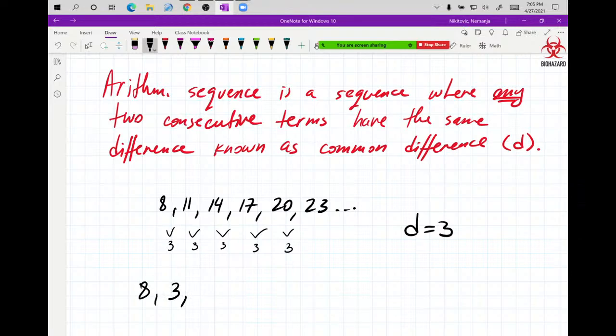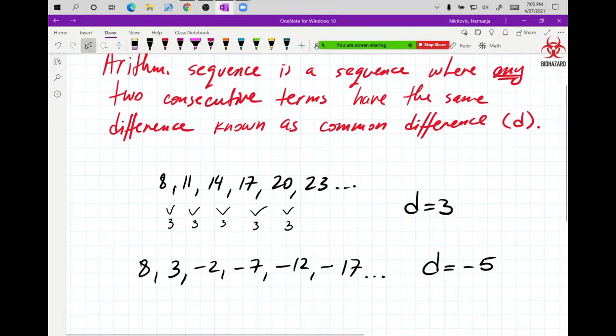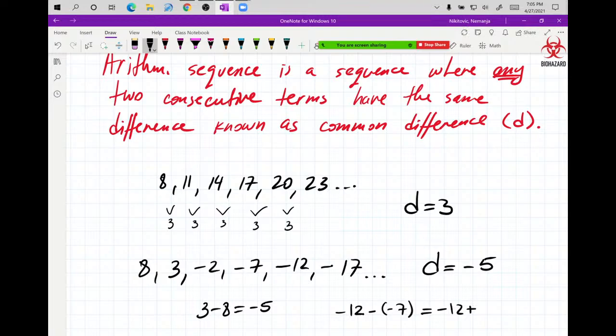Another example: 8, 3, -2, -7, -12, -17, and so on. The common difference is -5, because 3 minus 8 is -5, and -12 minus -7 is -12 plus 7, which is -5. So the common difference is -5.